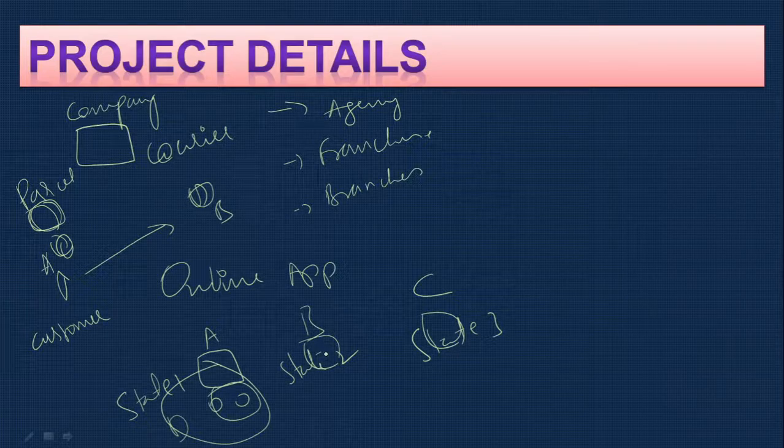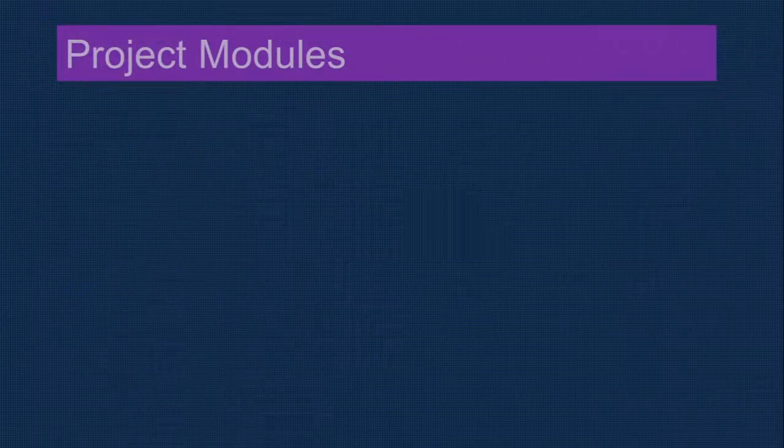So this project idea is to make the same thing, so we can send from place A to place B. In order to manage the franchises and the branches, we are developing this application. This application will have different modules, and each module will help the corresponding people to manage their day-to-day activities. So what are the modules in this project?